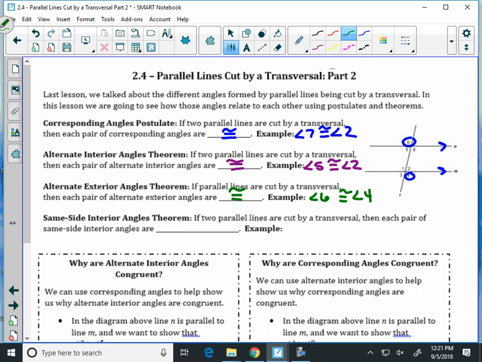Same side interior angles. It says if two parallel lines are cut by a transversal, then each pair of same side interior angles are not congruent. Don't write that. They are not congruent. Any guesses on what same side interior angles might be? They are different, but there's something special about them. They add to 180. What's the fancy word for adding to 180? Supplementary.